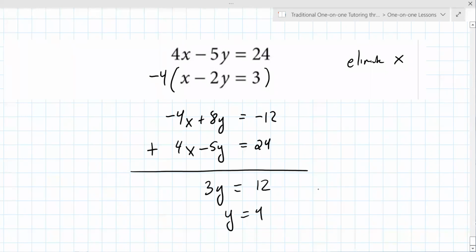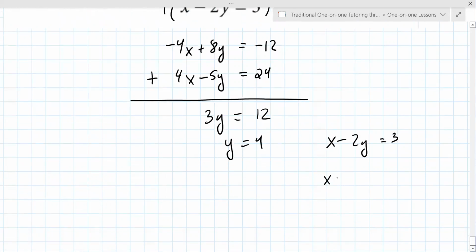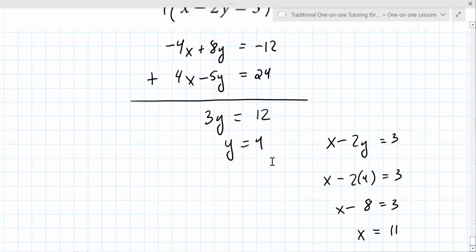And then you can use either equation. I'll use the second one: x minus 2y equals 3. So we'll substitute in for y. So x minus 8 equals 3, and I got x equals 11 on this one. Oh, okay. So just be careful with signs. You will have multiple choice, so you'll know if there's an issue.